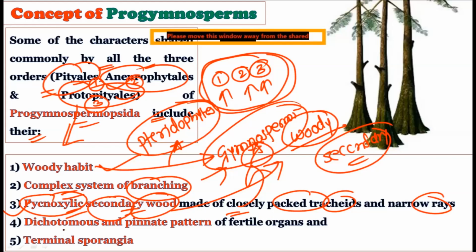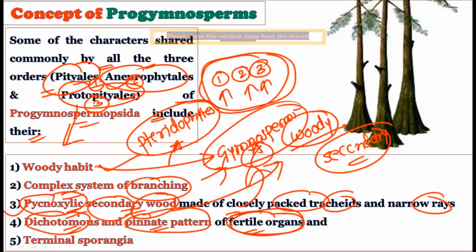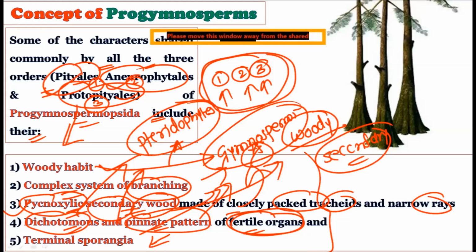Now the fourth one is the dichotomous and pinnate pattern of the fertile organs. The reproductive organs show a dichotomous and pinnate pattern. Again, this is comparable with both pteridophytes and gymnosperms. Then terminal sporangia were also present in the pteridophytes and in the gymnosperms as well. So all these common points shown by these particular orders show the characteristics of both pteridophytes and gymnosperms, and rightly we have taken them all to the progymnosperms. Why are we taking them all to the progymnosperms? Because literally you cannot say it's a complete pteridophyte or a complete gymnosperm.